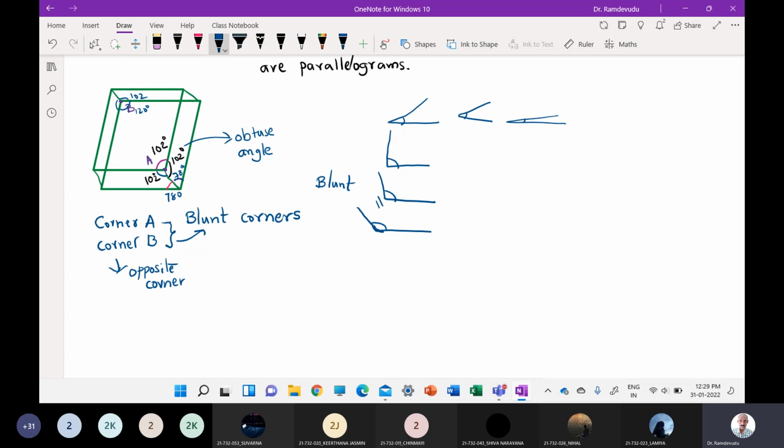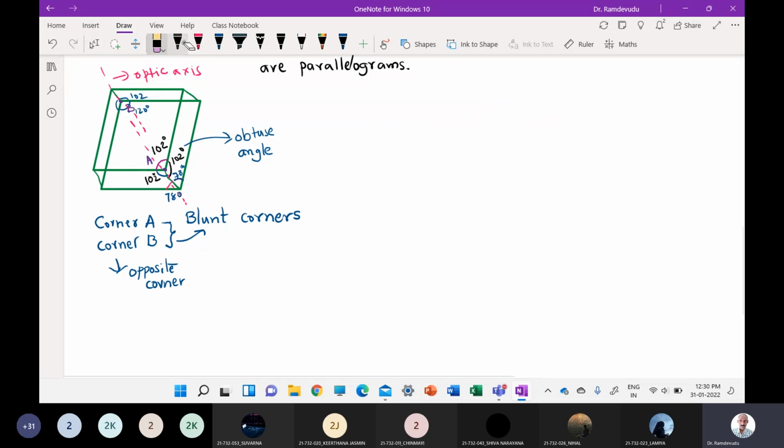Now, take any line, I am calling it any line only, that is passing through point A. I am taking a line. It may be passing through point A or a line passing through point B. They need not be touching. And the line drawn from this point where three obtuse angles are meeting, that direction of the line gives the optic axis. So therefore we will now define what is an optic axis. Corners A and B are called blunt corners because they are at obtuse angles.